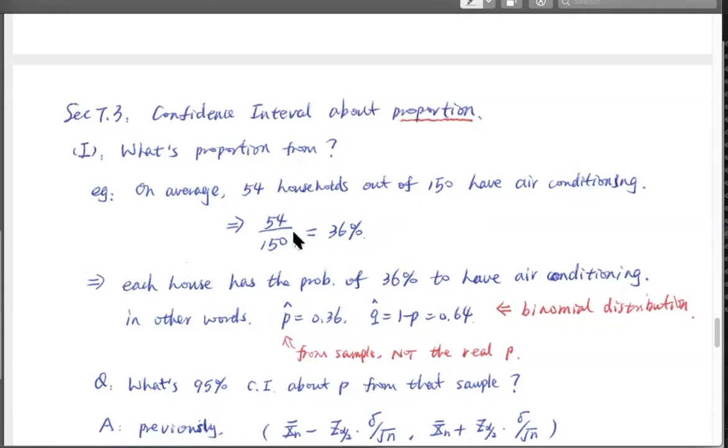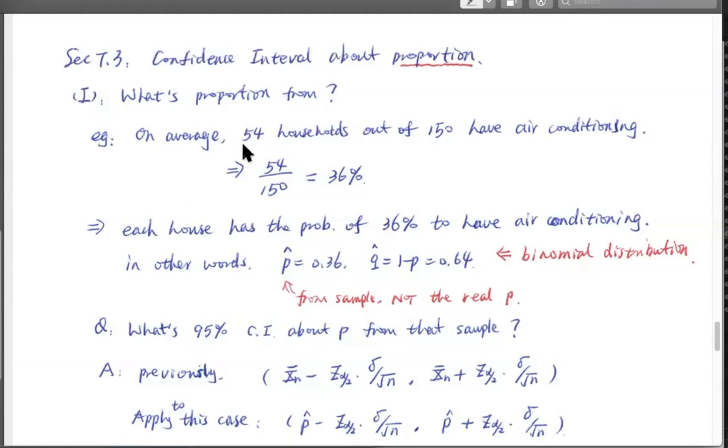Say you want to study some community neighborhood. On average, you find out 54 households out of 150 have air conditioning. Based on those two numbers, we are trying to estimate the overall community. This is just a sample of 150 from the community. The community could be 1,000. Two numbers: 54 out of 150 have AC.